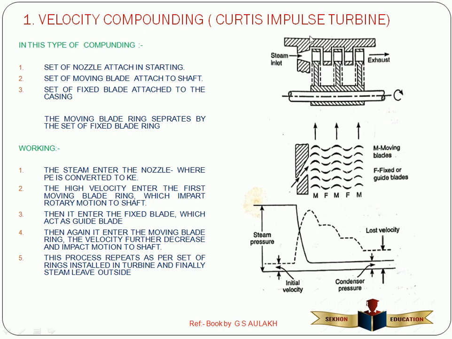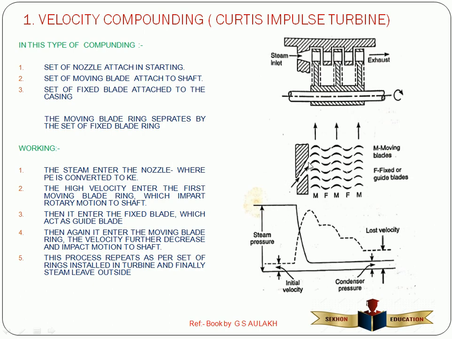In this case there is one set of nozzles at the start, then there are alternating sets: first a moving blade set, then a fixed blade set, then again moving, then fixed, then again moving. We can install this up to a number of stages. Let's suppose this is a single stage, then two stages, then three stages. This combination up to here is a single stage, then this is a second stage. We can use the term number of stages. So in this case we have three stages, meaning we have three rotors.